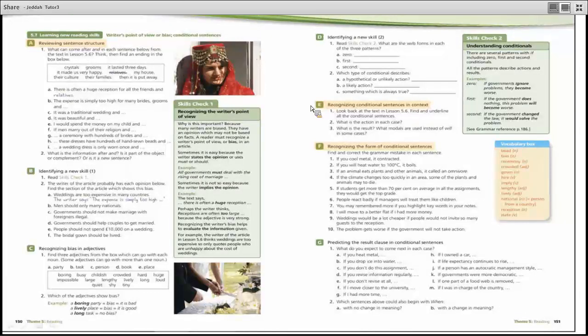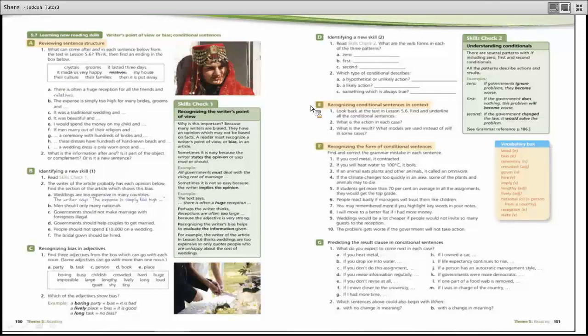Common sense. So zero conditional is about facts and also about common sense. If you raise your kids well, they behave well. Absolutely. Yes. This is called zero conditional.